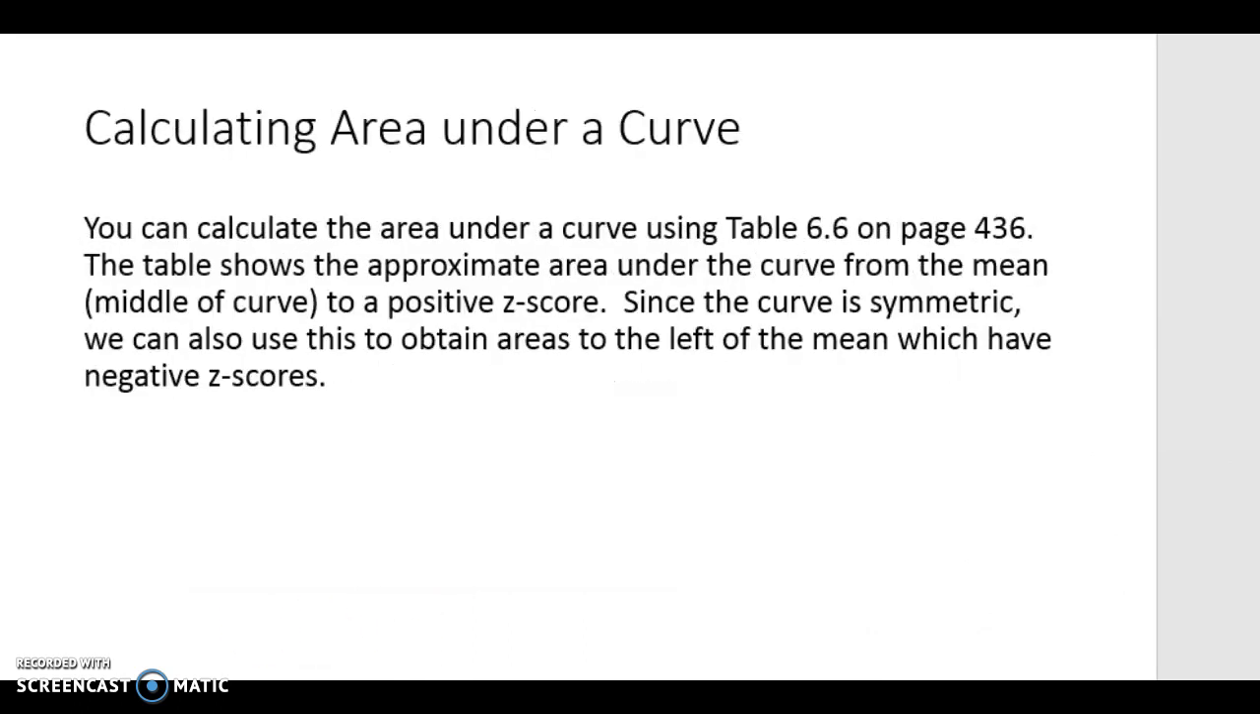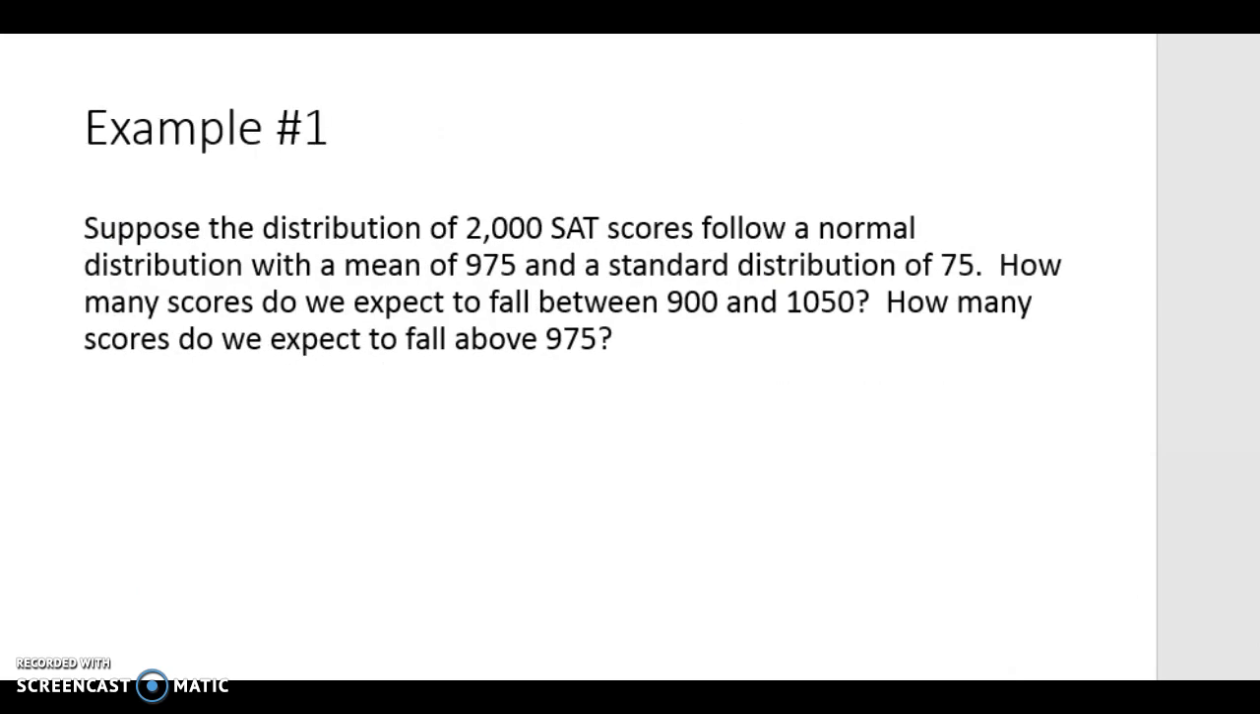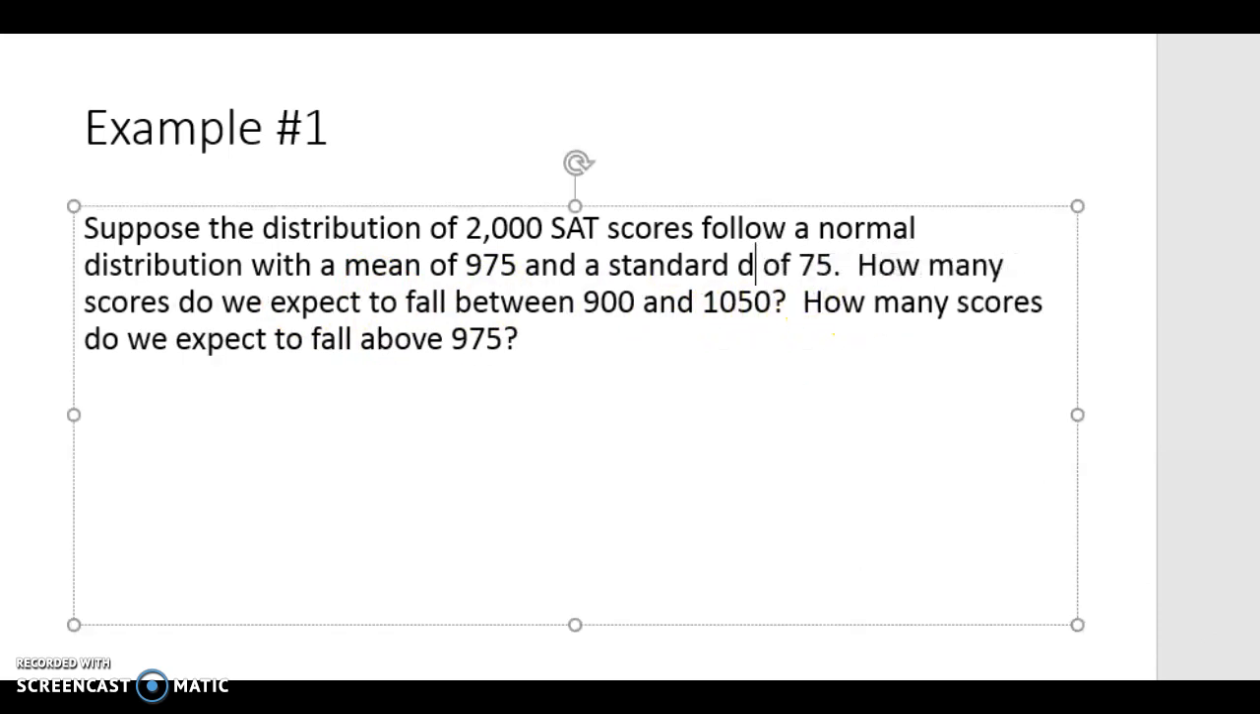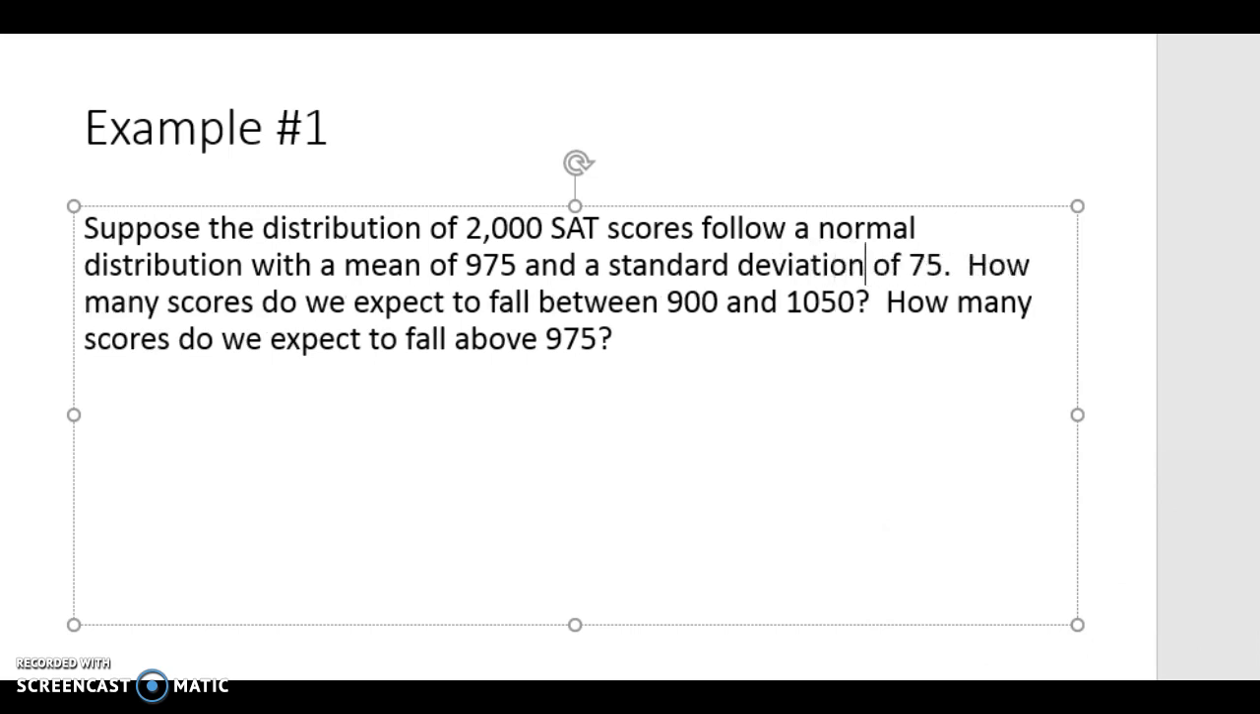Alright, and let's go to a couple of examples here. Example 1. Suppose the distribution of 2,000 SAT scores follows a normal distribution with a mean of 975 and a standard deviation, excuse me, let me correct that, a standard deviation of 75.